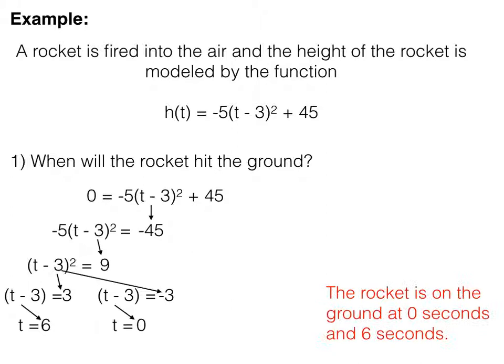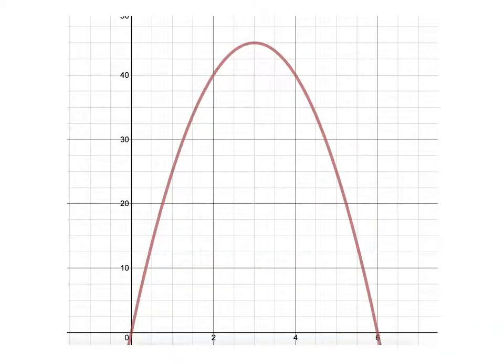That means that the rocket is on the ground at 0 seconds and 6 seconds. And of course, if we graphed h of t, it would look like this, and we can see that on that line is when h is 0, and that happens when t is 0 and when t is 6. That matches what we just discovered.